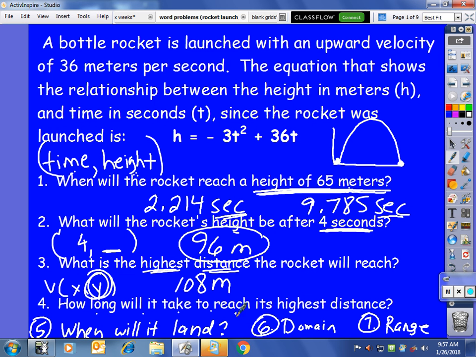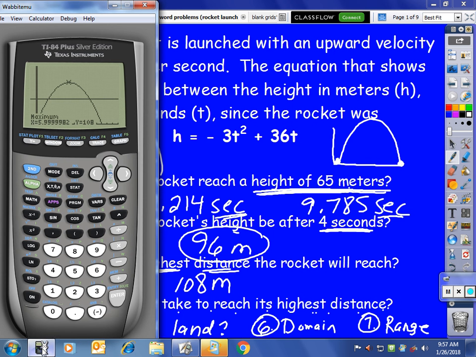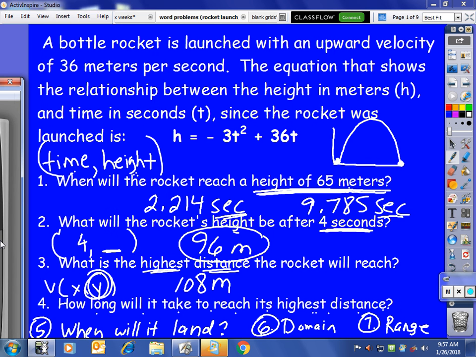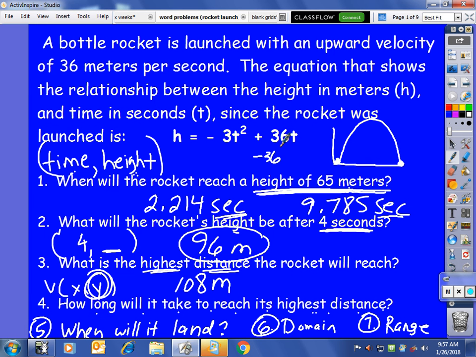Now look at the next question. How long will it take to reach its highest distance? That's the x value. Again, if you do it in the calculator, it's going to give you a weird number. The exact x value is the opposite of b, which is negative 36, over 2 times a. And negative 36 divided by negative 6 tells you the x value is really exactly 6 seconds.